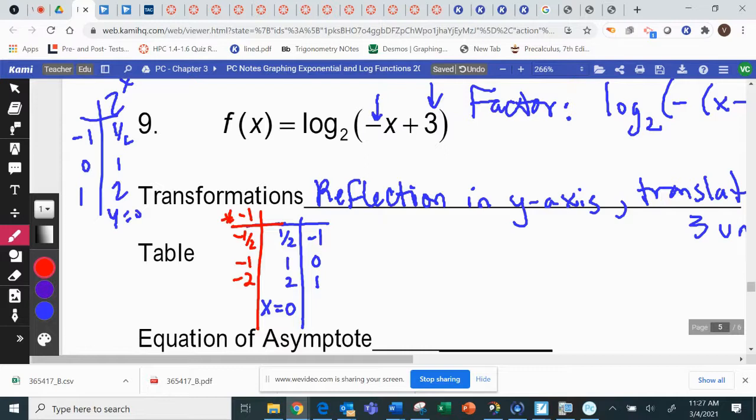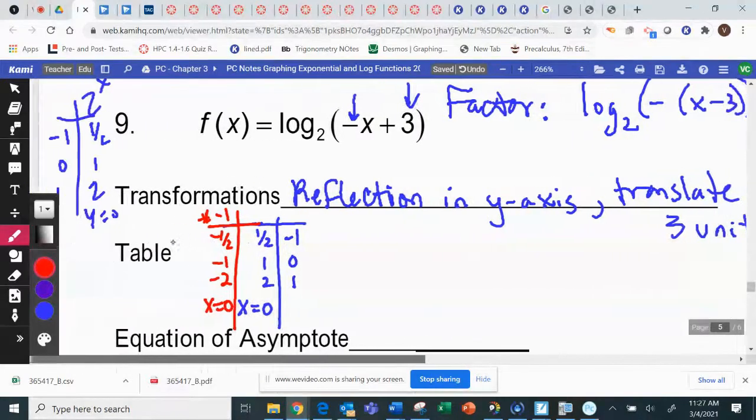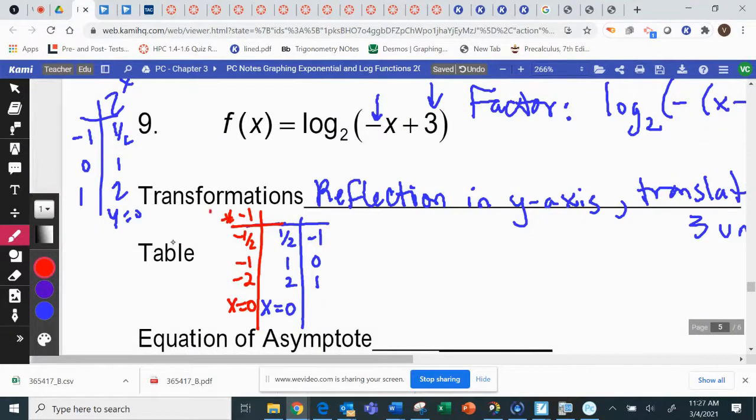Yeah, it's still x equals 0. 0 times anything is still 0. Okay, and then I have translate, which direction was it? To the right? Yeah, to the right, 3 units. And remember, we always multiply before we add or subtract. So now I will add my 3. So it'll be 2.5, 2, and 1.